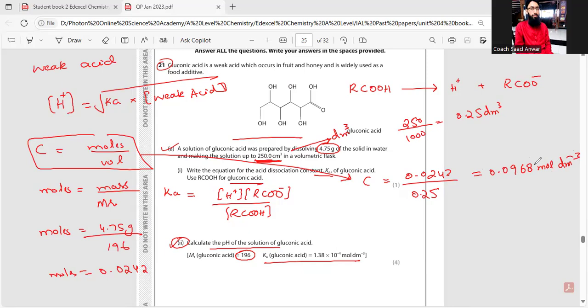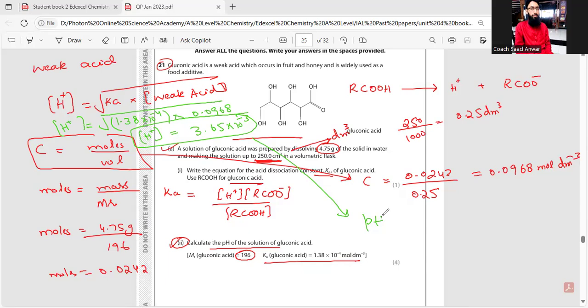Brilliant. So I can use this concentration as such in this equation. Hydrogen ion would be equal to the square root of Ka times concentration. Ka is equal to 1.38 times 10 raised to power minus 4. Weak acid concentration is 0.0968. Let me plug the values into my calculator. The hydrogen ion concentration is 3.65 times 10 raised to power minus 3.